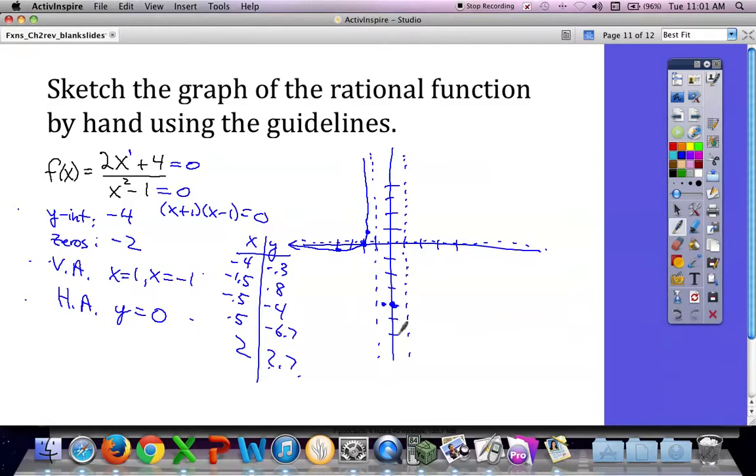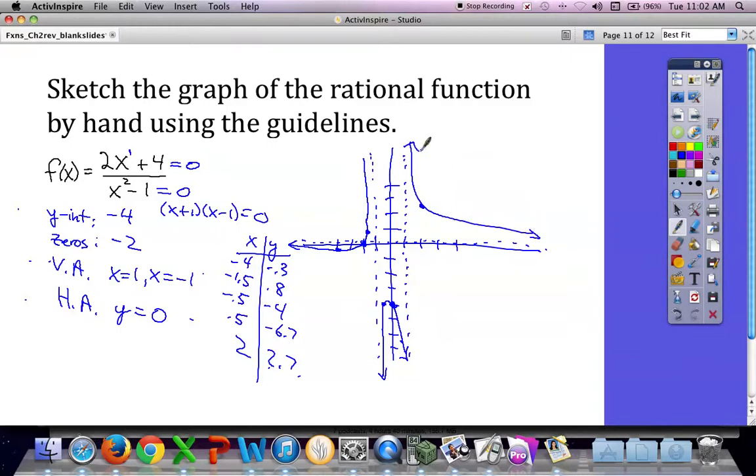This is a tricky one. Because if these are the same value, it must be doing something like this. And then the last piece at 2 is at 2.7. So we know it has to be approaching that and that. But there's no 0, so it doesn't cross. So it just goes like that.